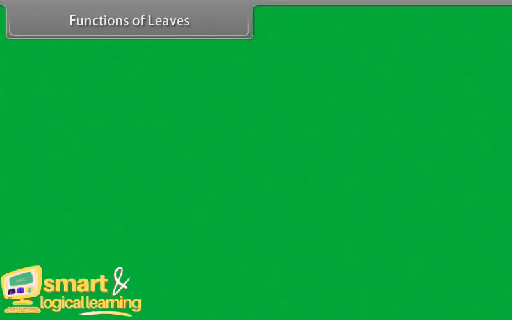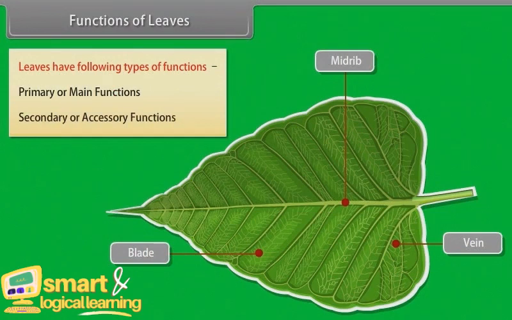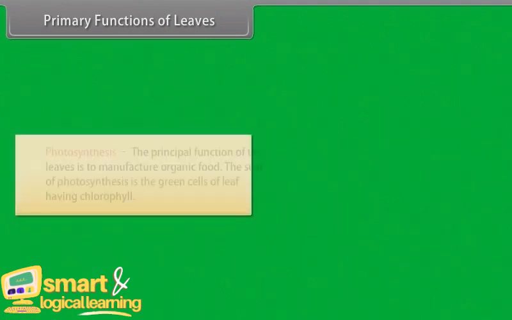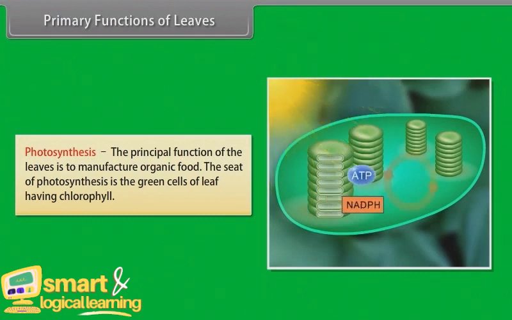Functions of leaves. Leaves have following types of functions: primary or main functions, secondary or accessory functions. Primary functions of leaves. Photosynthesis. The principal function of the leaves is to manufacture organic food. The seat of photosynthesis is the green cells of leaf having chlorophyll.